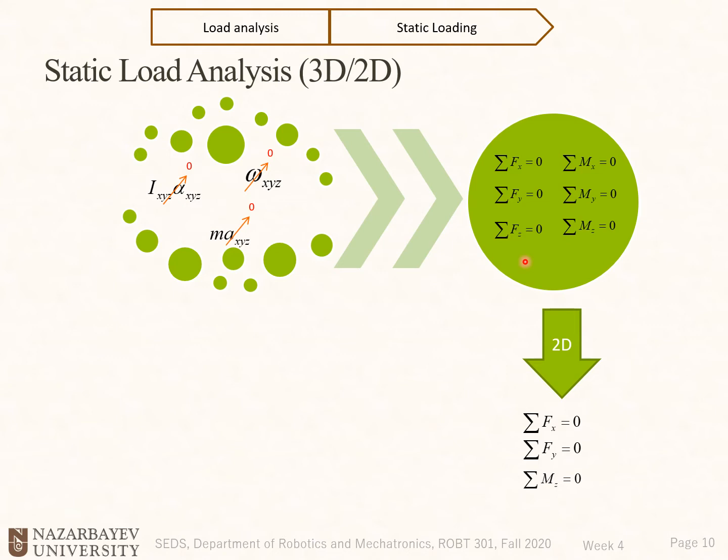So again, six equations, which are a simplified version of dynamic equations. What about 2D cases? For the 2D cases, we basically only have force in the plane of x and y. In the plane of x and y, we have sigma Fx and sigma Fy equal to zero, and we have moment, which is perpendicular to the xy plane, which will be this equation of sigma Mz equal to zero. So for the 2D cases, we have only three equations.